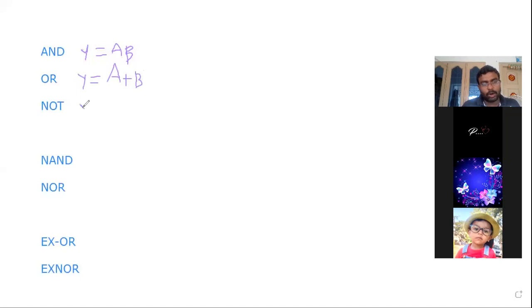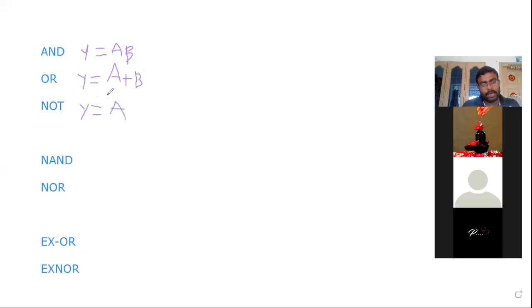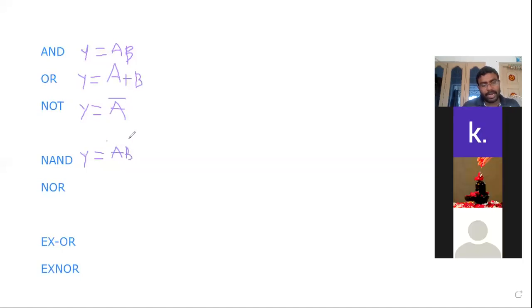What about the NOT gate? If A is the input, the output will be A bar. Y is equal to A bar. Now tell me, what about the NAND gate? Y is equal to AB whole bar. AB whole bar is the expression for the NAND gate. Okay, exactly the reverse of the AND gate.